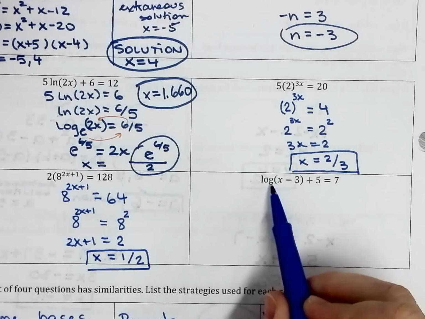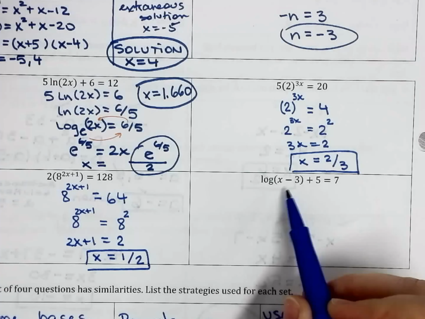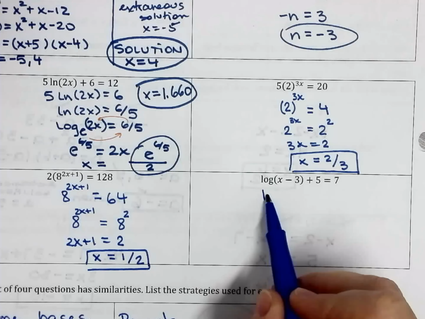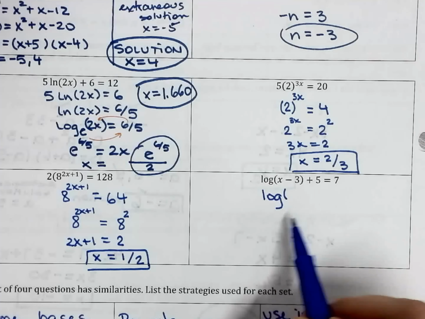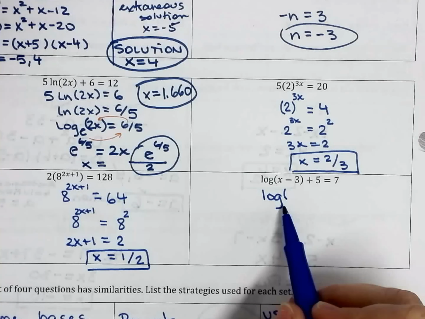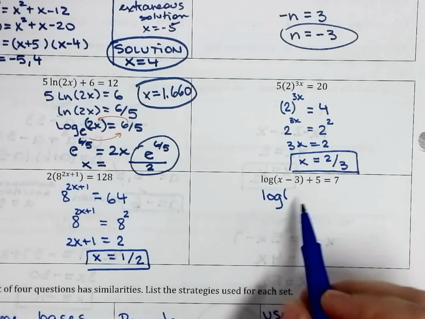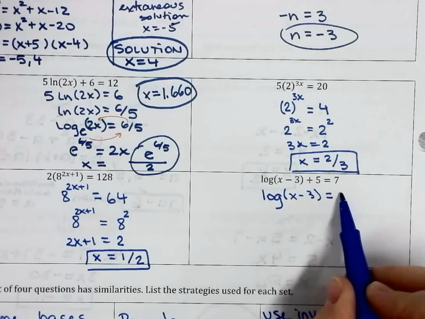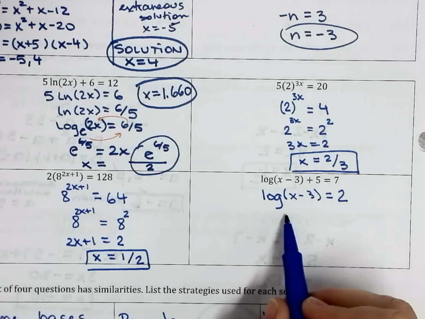Now a log function. We need to isolate this before I can go ahead and rewrite this in exponential form. So minus 5 on both sides. So log base 10, because I don't have anything, so that's known to be base 10, of x minus 3. So minus 5 on both sides, I get 2.